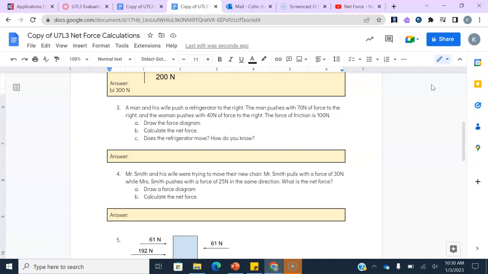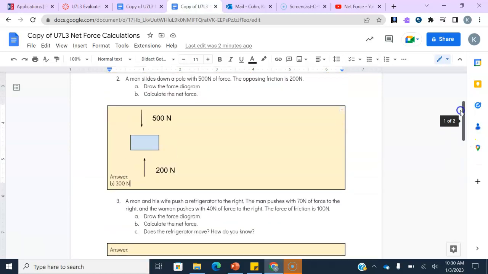Now, 3C says, does the refrigerator move? It's having these 2 people pushing their refrigerator. The force that they apply has to overcome the friction force of 100 newtons. So if the total force that the man and the wife apply on the refrigerator is more than the friction force of 100 newtons, then it will move. So if your calculated force that they're pushing is greater than 100, the answer would be yes. If it's less than 100, the answer will be no. And I think that's pretty much it. That's the nitty-gritty of this one.